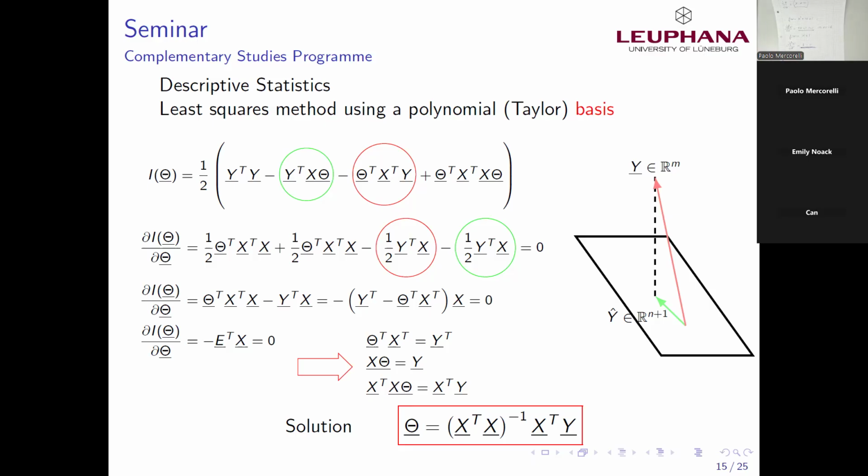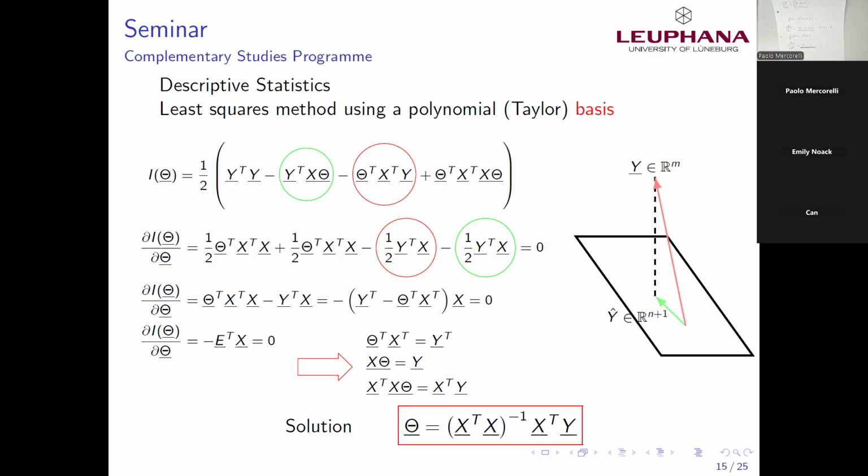feeling of the abstraction. We have a vector, which is the measurement, which is inside the dimension m, in the space of dimension m. And we have an approximating structure y hat, which is inside the dimension R n plus 1. What I am doing with this procedure can be seen as a projection.